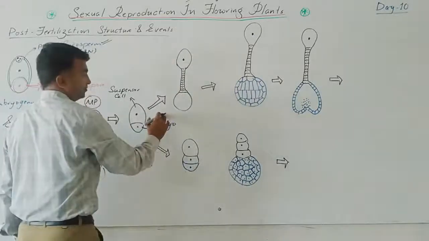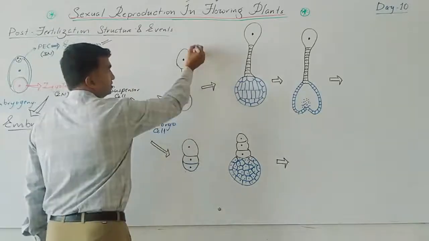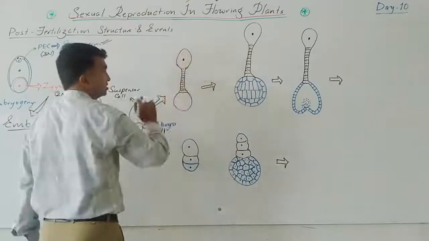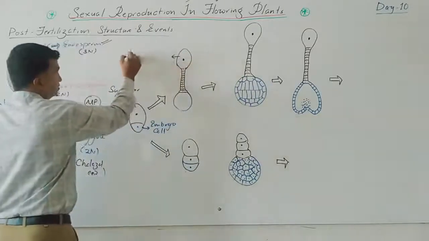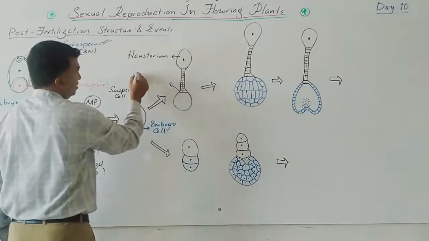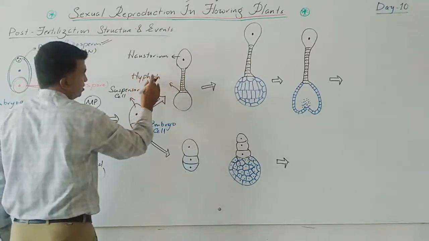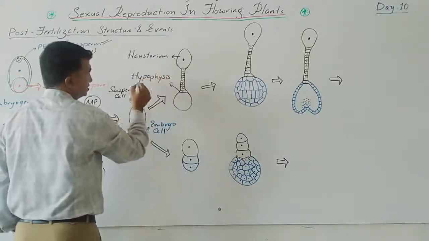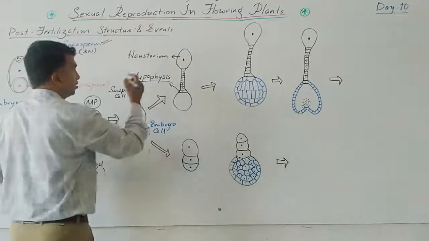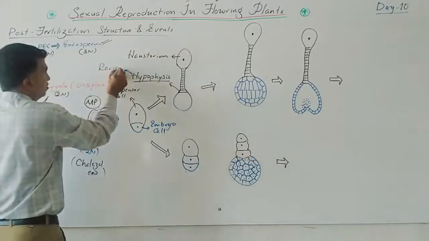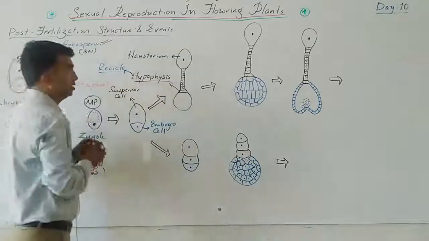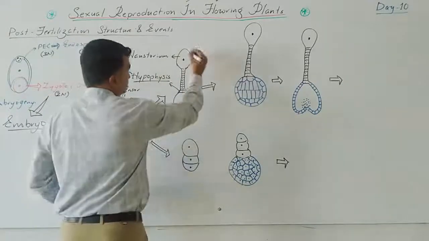Now first we will study the dicot pattern. Here the suspensor cell undergoes repeated division. This black color cell undergoes repeated division and produces the suspensor. This complete structure is called the suspensor. The large cell is called the haustorium, and the first cell is called the hypophysis. This hypophysis, the first cell which is near the embryonic cell, later on develops into the radicle. This complete black color structure is called the suspensor.